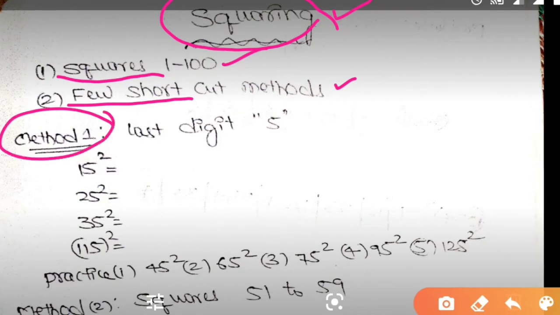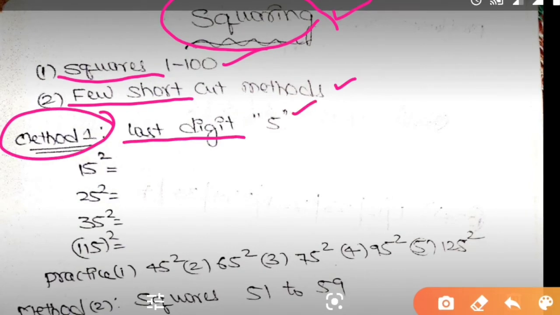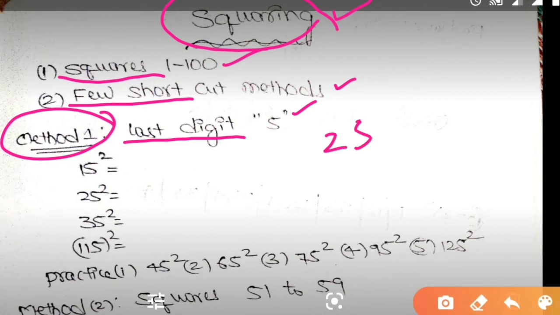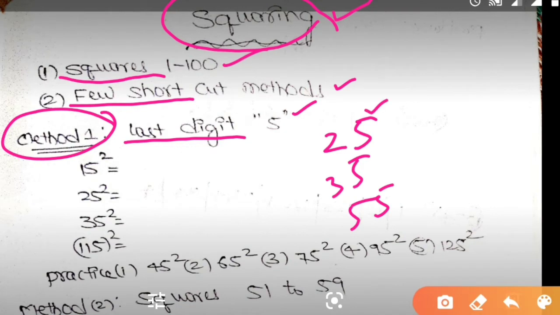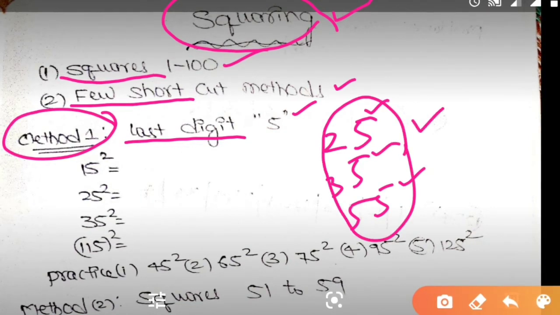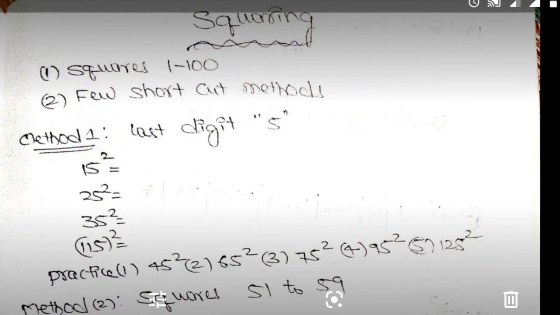Method 1: if the last digit is 5. There are numbers whose last digit is 5, like 25, 35, 55, all these numbers. Here the last digit is 5. If we want to find the square of these numbers, there is a shortcut method. Now we will learn that method.